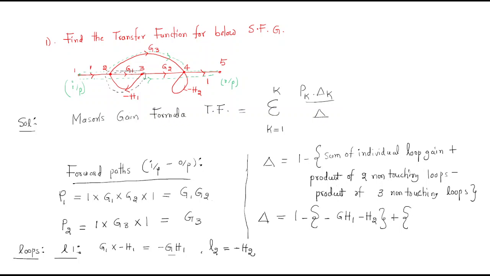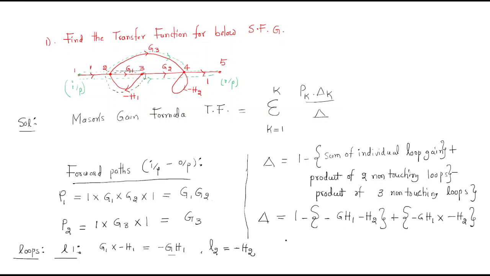Next is plus the product of two non-touching loops. Observe here, this loop is non-touching to this loop. These two loops are non-touching, so we can write the product of two non-touching loops. Product means minus G1H1 into minus H2.